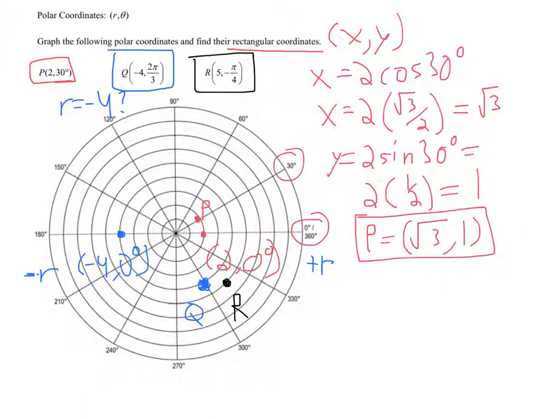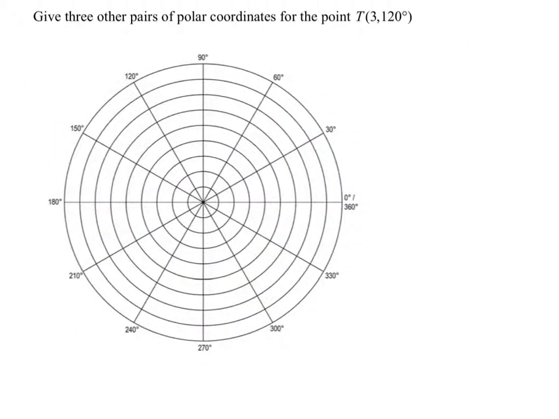Okay. Positive theta values, we do it like we always do. We go counterclockwise. Negative theta values, we go clockwise, just like we've always done. Okay? And so that's some basics on graphing polar coordinates. Now let's take a look at something that's a little bit more involved.